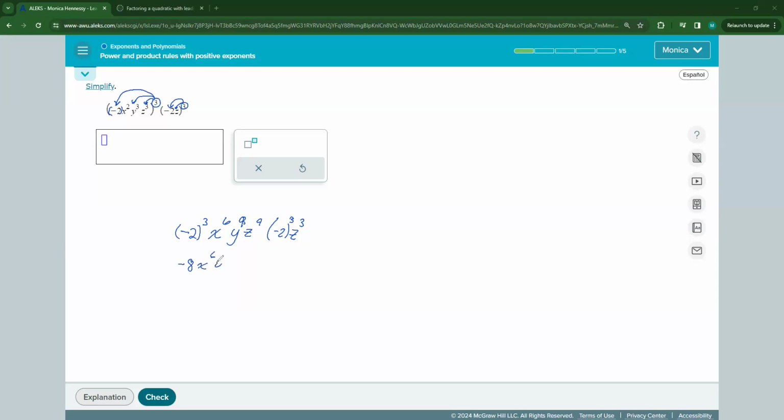X to the 6th, y to the 9th, z to the 9th. This is really not a great example. And then I still have an 8 and a z to the 3rd. So my final answer is going to be, that was a -8 as well, because it was a -2 times -2 times -2, which is -8. So this is going to be a -8 times a -8 is 64. X to the 6th, y to the 9th, z to the 9 plus 3 is z to the 12th.